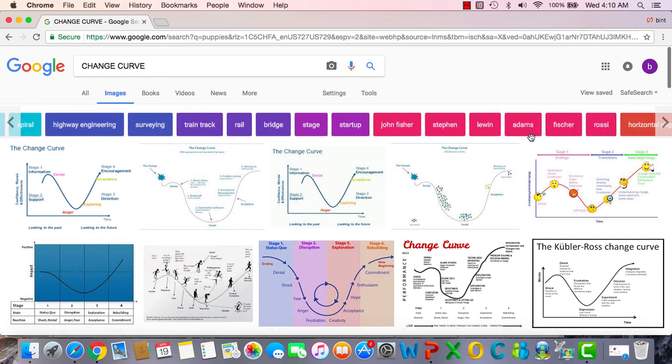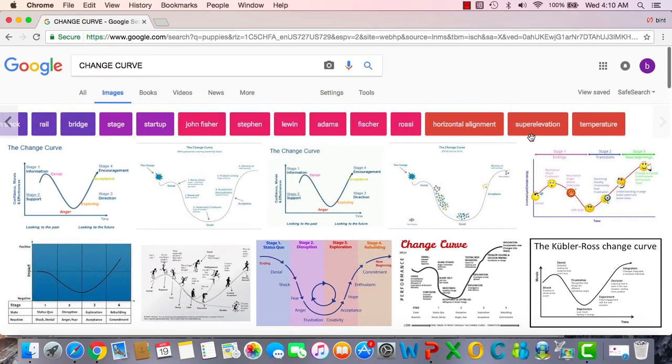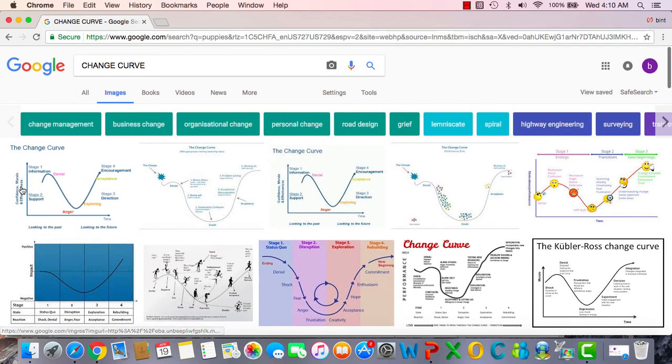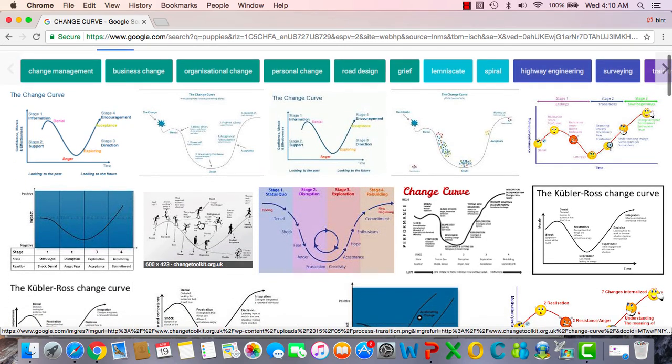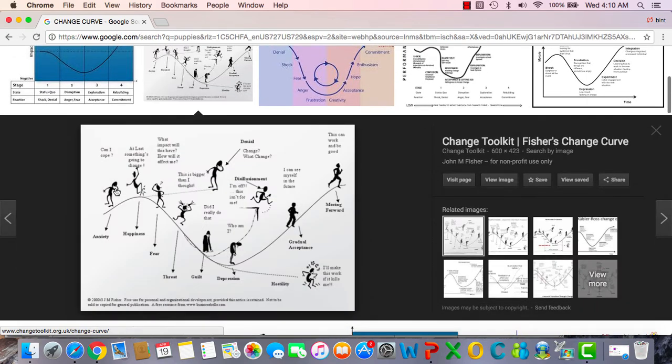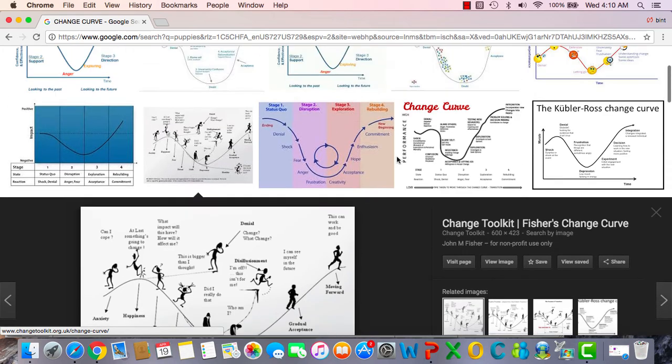Oh, now we're getting into John Fisher. Anyway, but all these curves, look what they have in common. They start off kind of high, go down into the abyss, and then come up again. And people get pretty creative with how they're describing these curves of change. I mean, this one's got kind of happy people, and then confused people, and then freaking out people, and then really sad people, and then happy people.